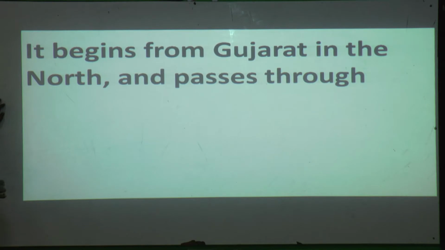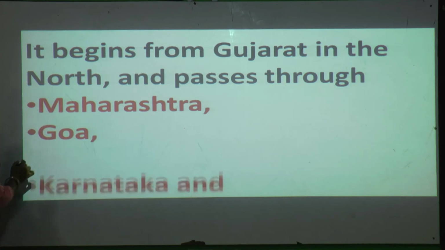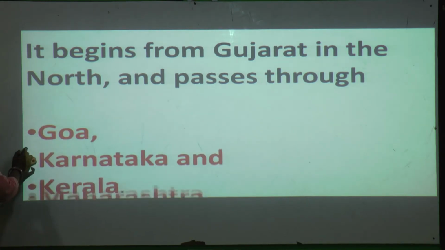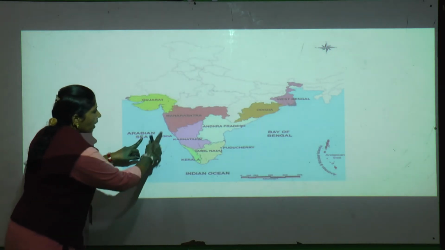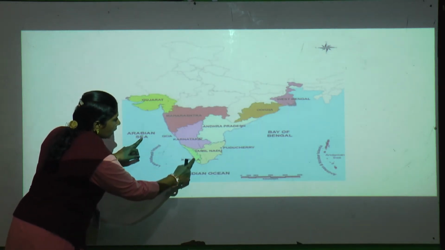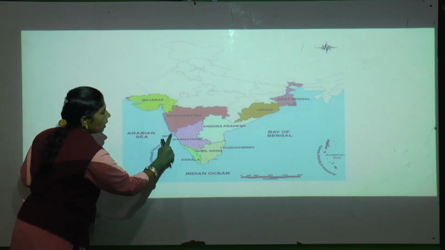Now, where does it begin? It begins from Gujarat in the north and passes through Maharashtra, Goa, Karnataka and Kerala. Okay, now see, this is the Arabian Sea and here are the Western Ghats. In between, what we are having here is the Western coastal plain.